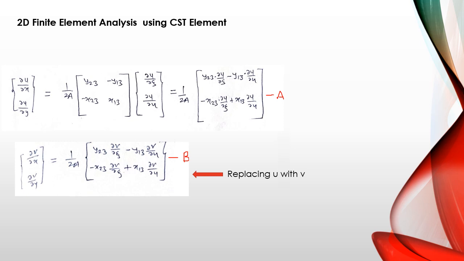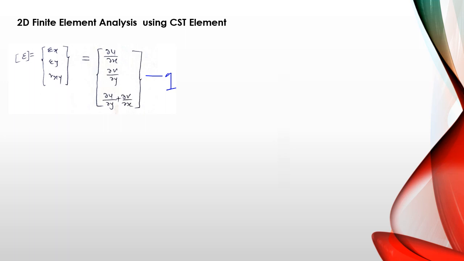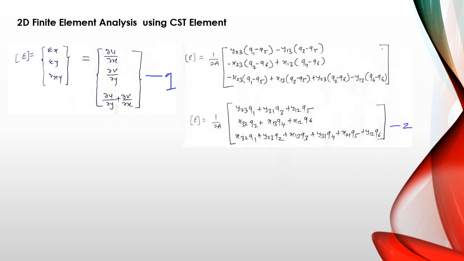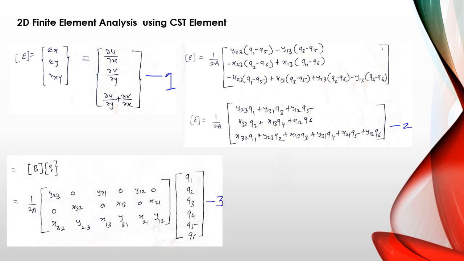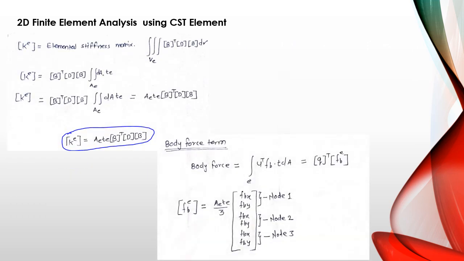Equations A and B are easily verified. Equation 1 shows the strain vector for two-dimensional conditions, which is further modified by rewriting as in equation 2. Finally, we get strain displacement matrix, B, as shown in equation 3. The elemental stiffness matrix, Ke, can easily be obtained, once you get strain displacement matrix B. The body force term obtained here shows that 1/3 of total body force goes to each node.